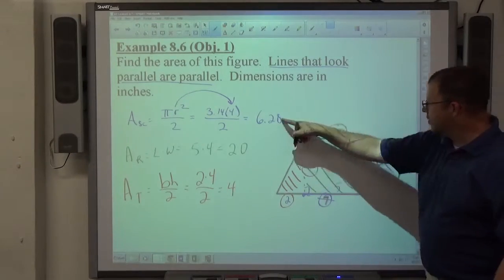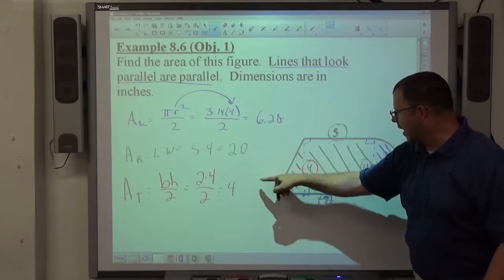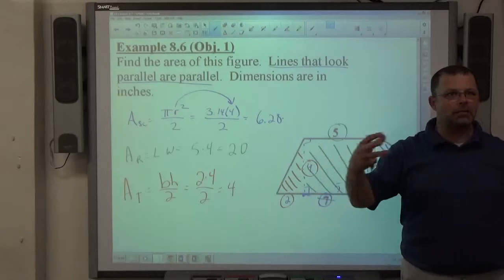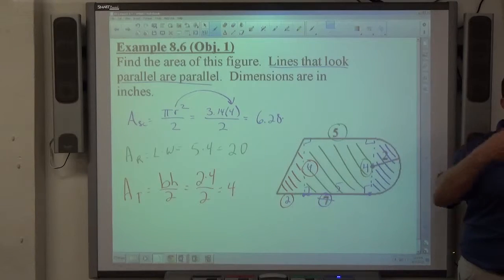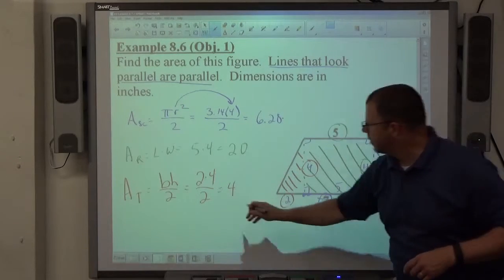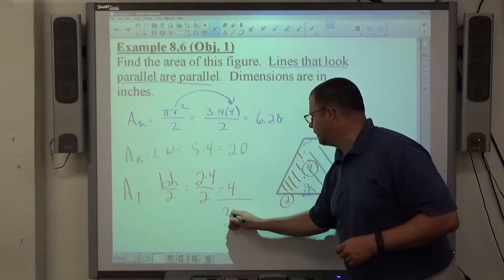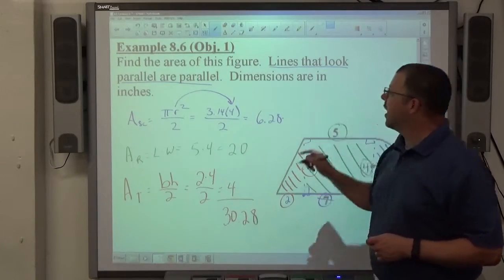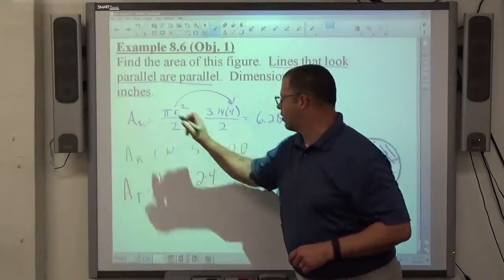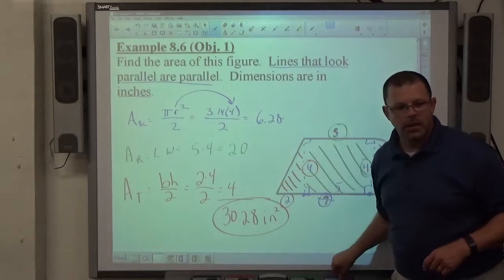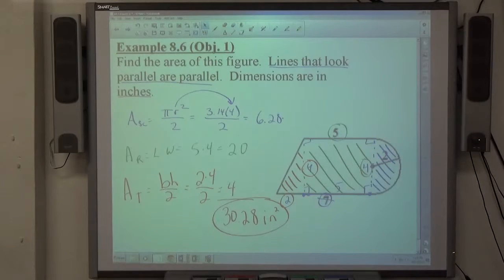So I've got a semicircle, I've got a rectangle, and I've got a triangle. I figured out all 3 areas. All 3 pieces combine to make the figure, so we're going to add them all up in order to get the area of the whole figure. 6 plus 4 plus 20 is 30.28. And it is area and dimensions are in inches, so it's going to be inches squared. Alright? And again, that's probably as challenging a problem as you're going to get at this point in time.